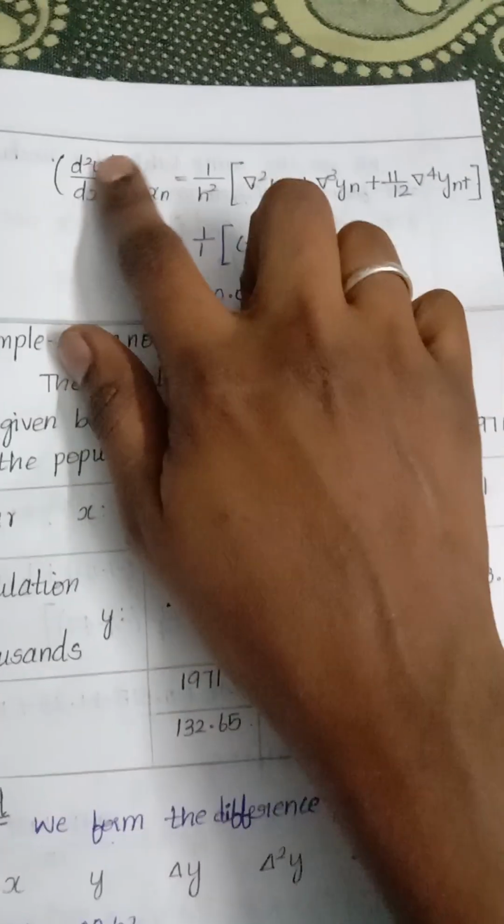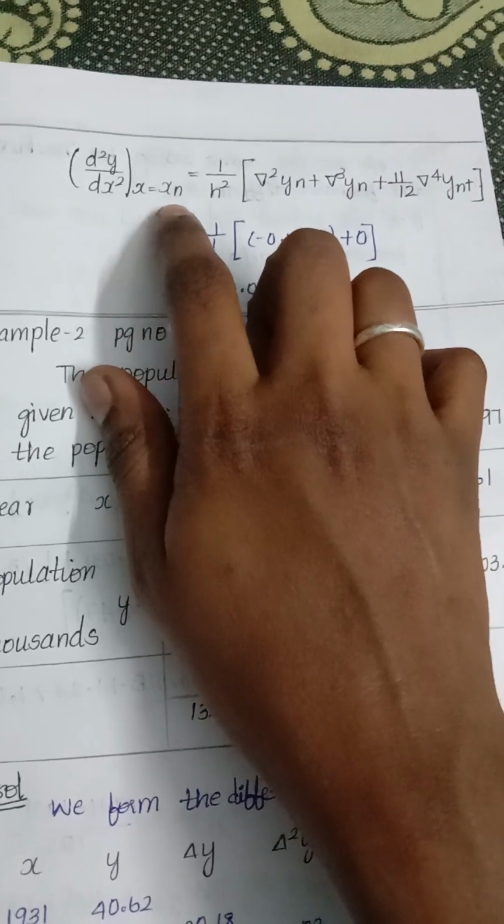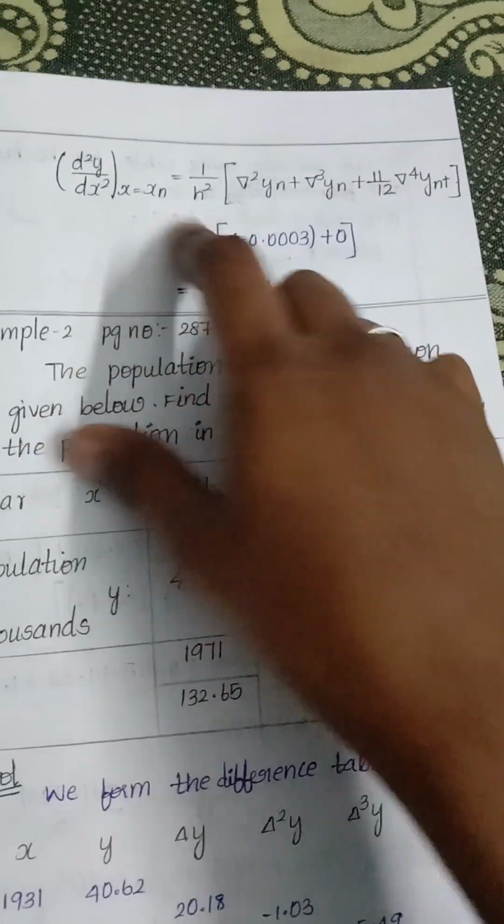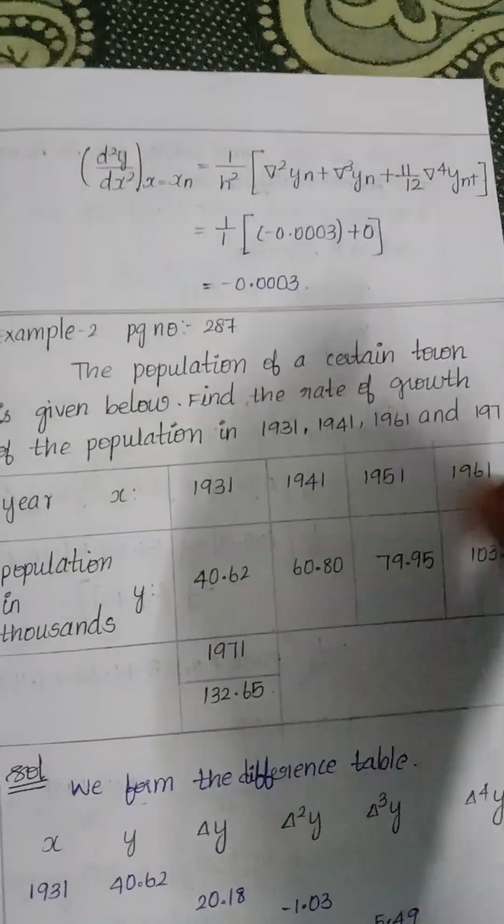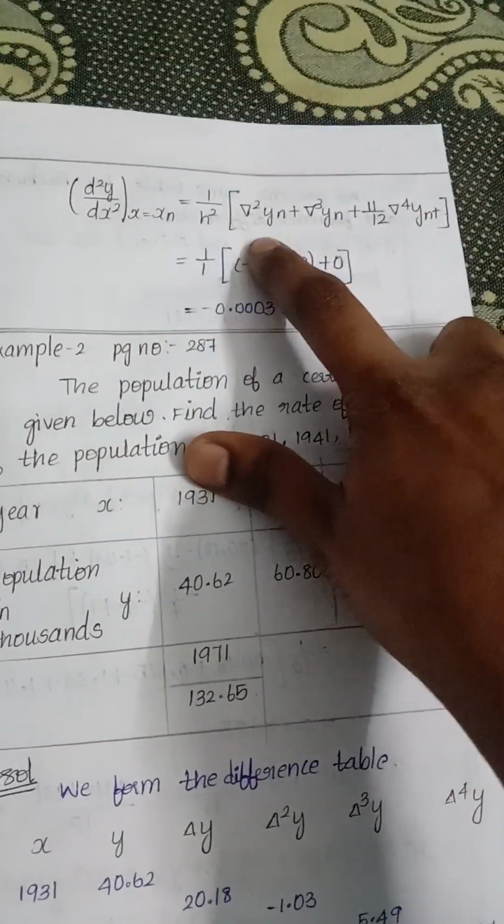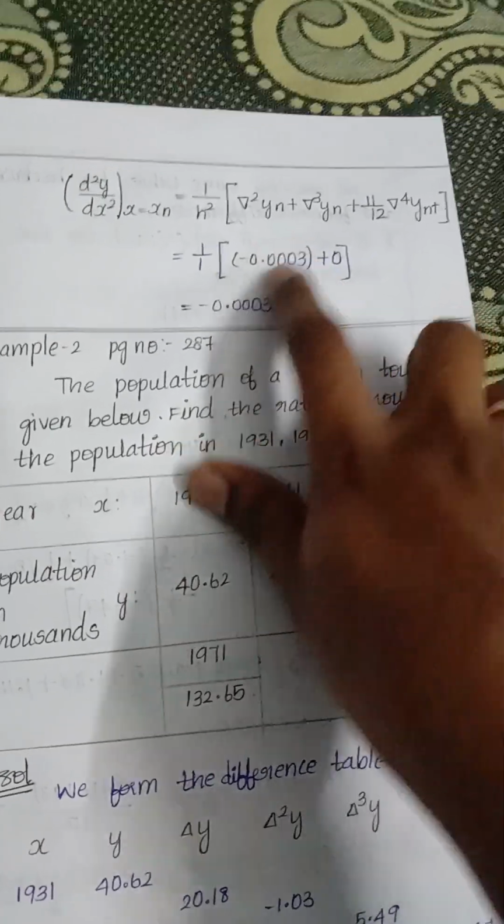Likewise for d square y by dx square at x equal to xn. Here xn is 56, both x and xn are equal, so we have a formula. If we substitute the needed values, we get this answer.